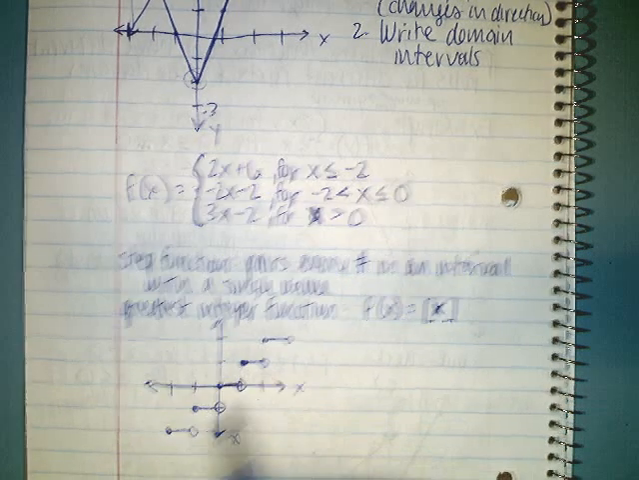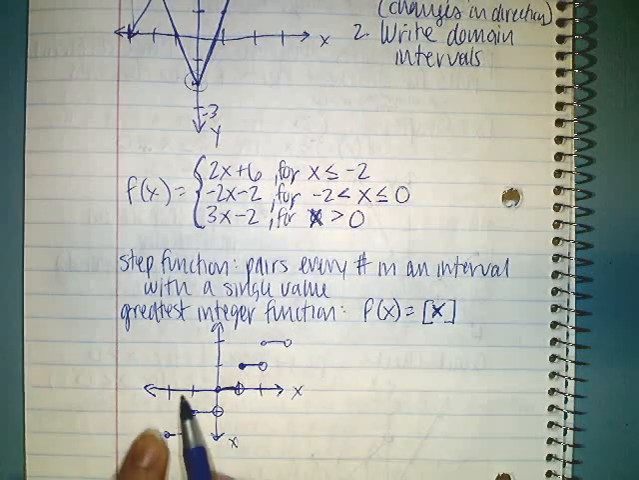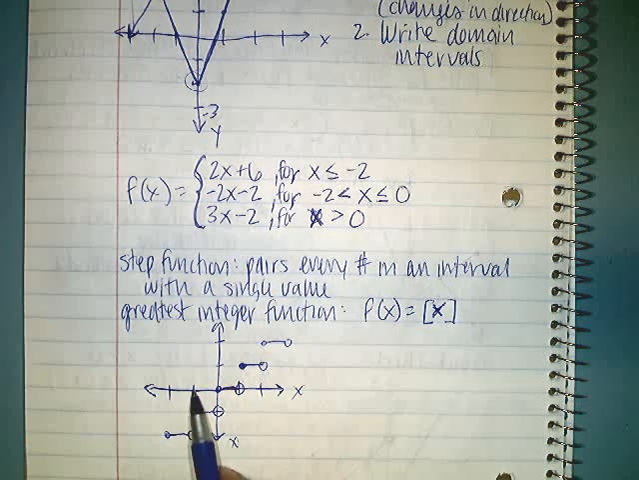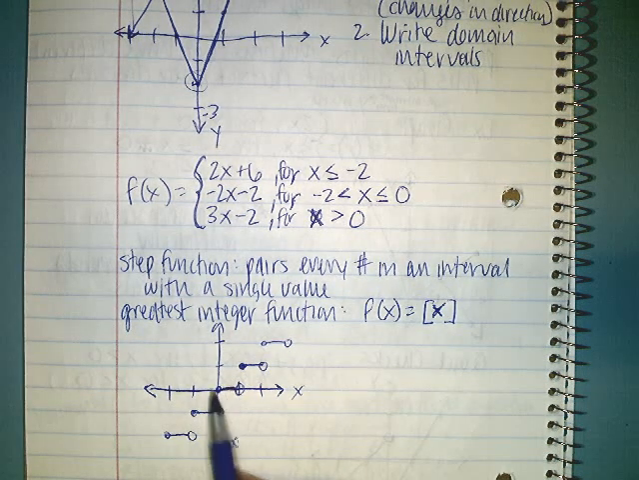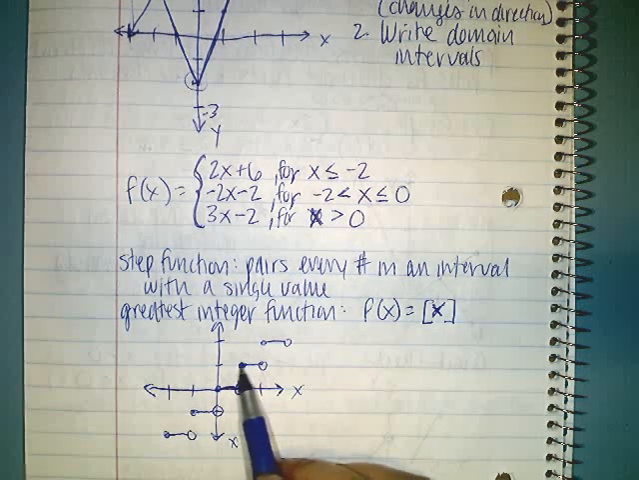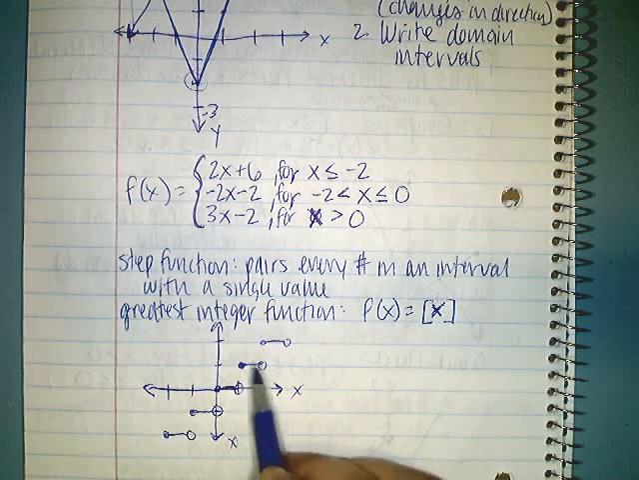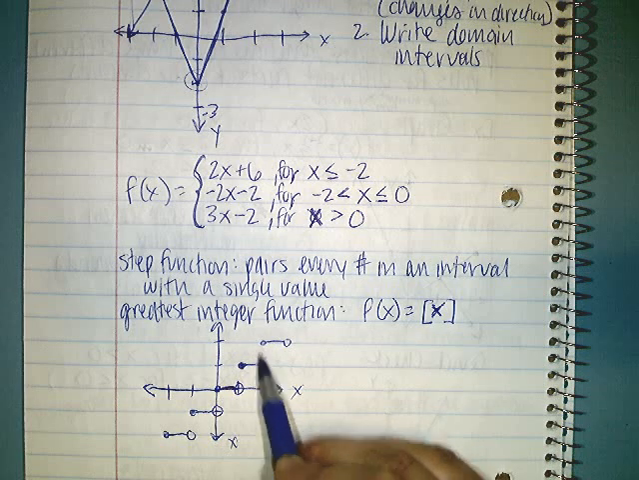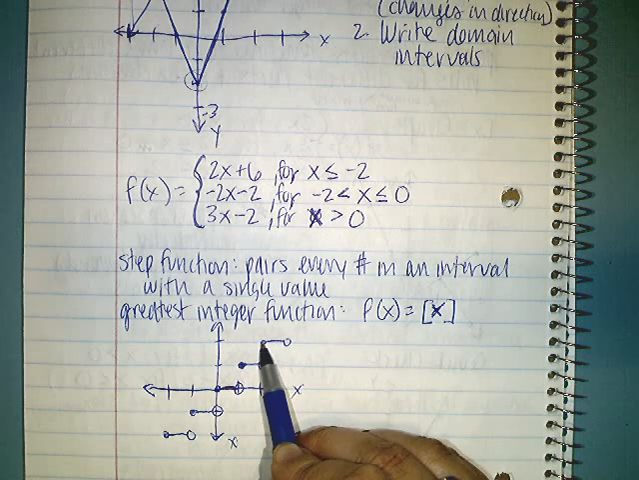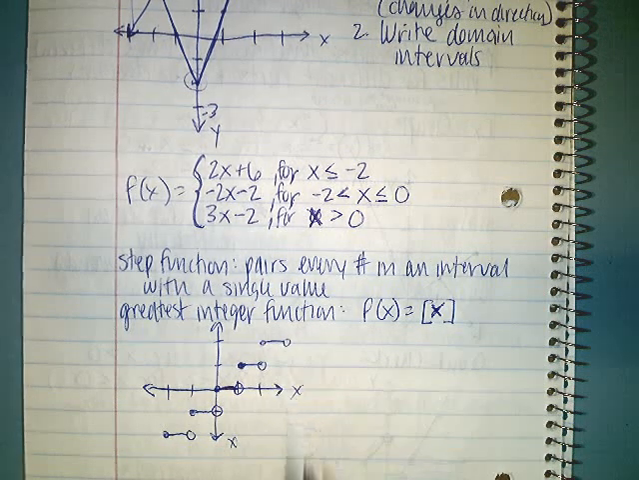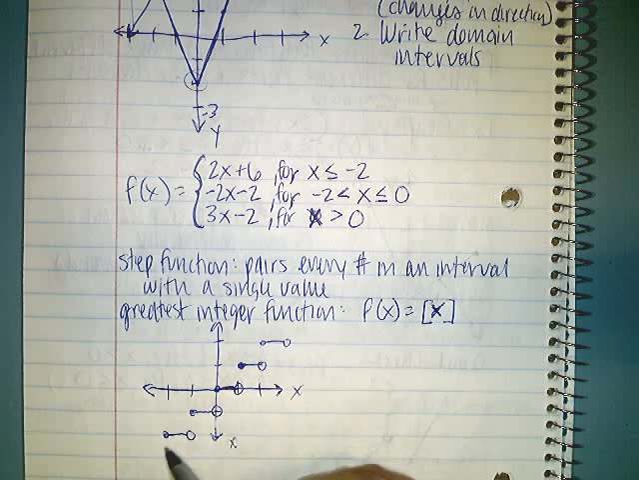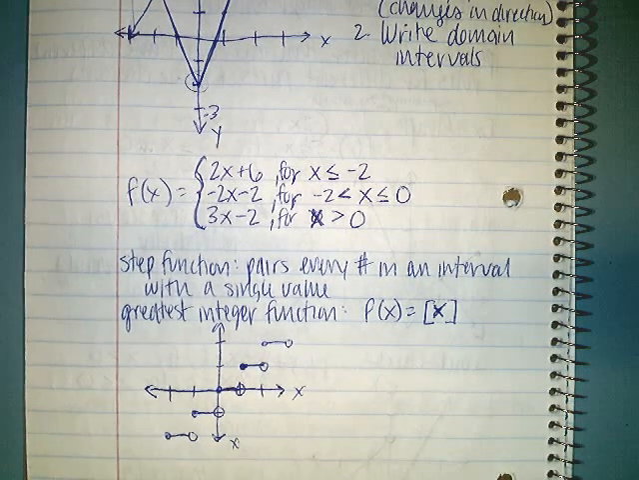So it ends up looking like steps because when x is between -1 and 0, the output is going to be -1. Everything between 0 and 1 is going to be 0. Sorry, I misspoke earlier. Everything between 1 and 2 is going to be 1. Everything between 2 and 3 is going to be 2. So you can see that it's always going to be an integer value as your output.